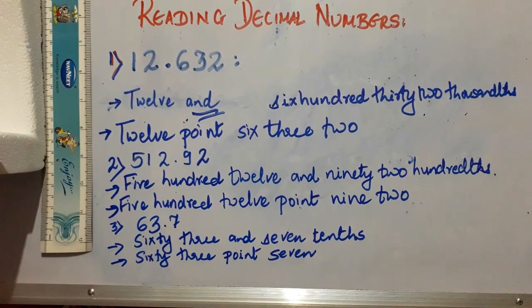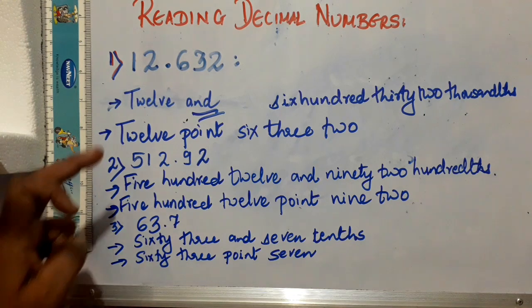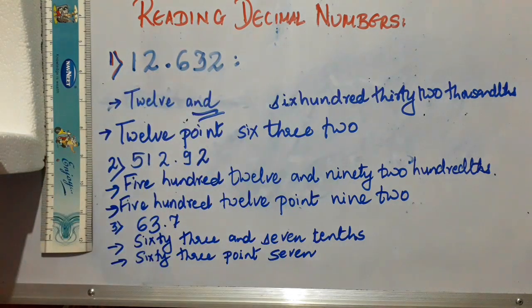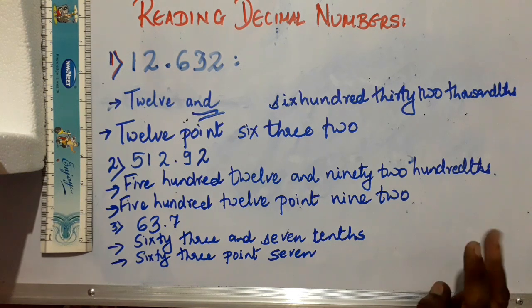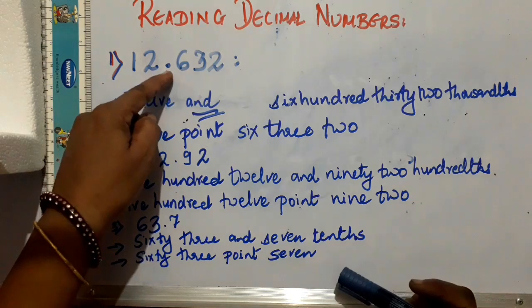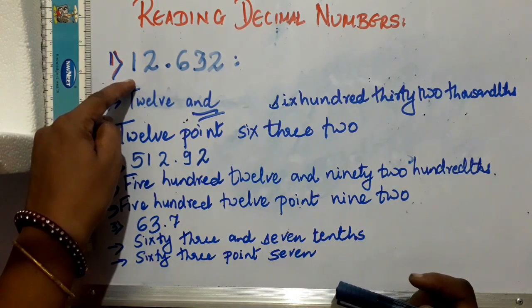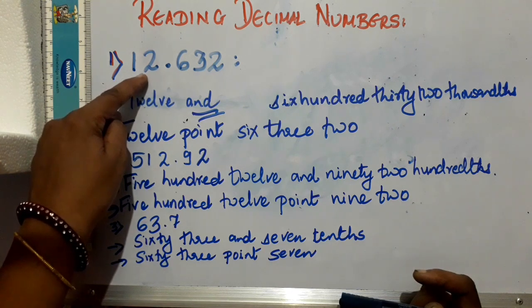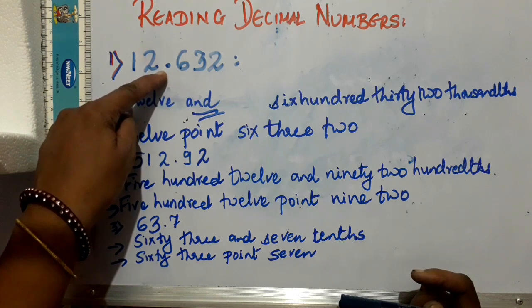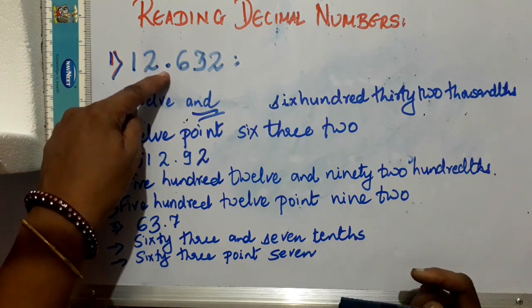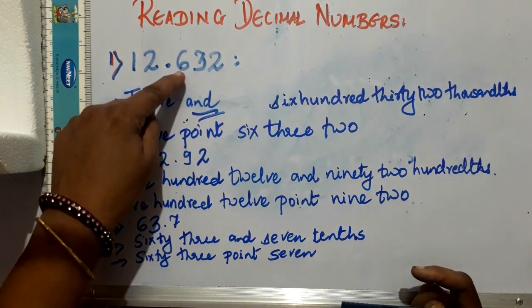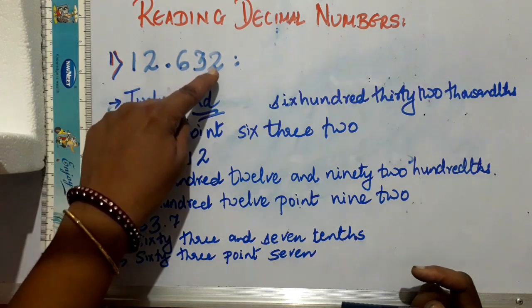Now let us see how to read decimal numbers. See the first question here: 12.632. Now how will you write and read decimal numbers? Two ways you can write it. Before the decimal point, the number you have to read as it is. That is, before the decimal the whole number is 12. So write it as 12, and the decimal point you will read as 'and'. 12 and. Now after the decimal point 3 digits are there. That means this is the place for tenths, hundredths and thousandths.